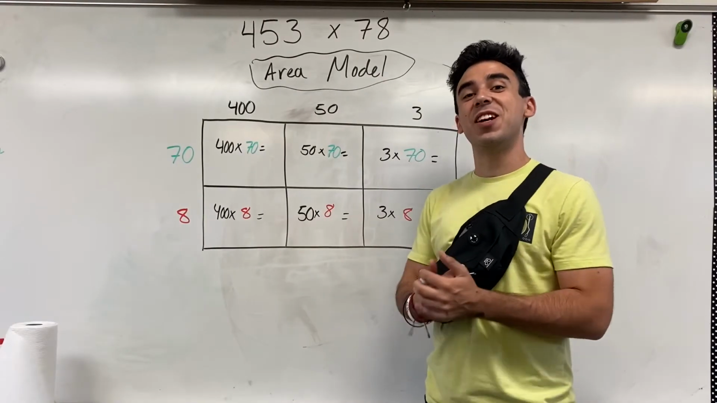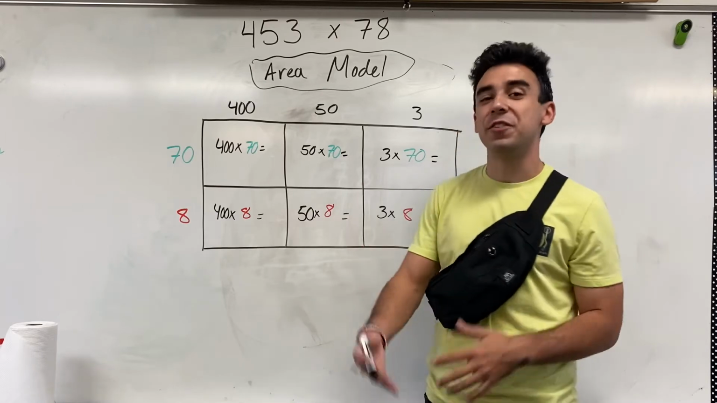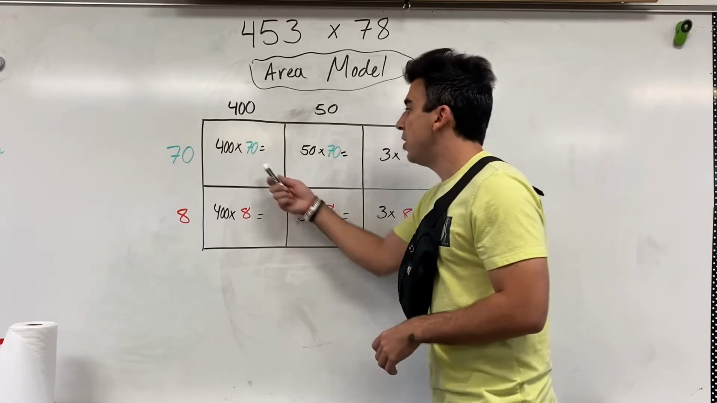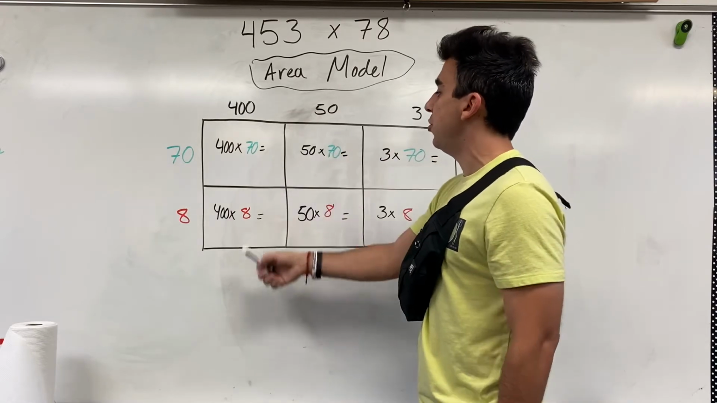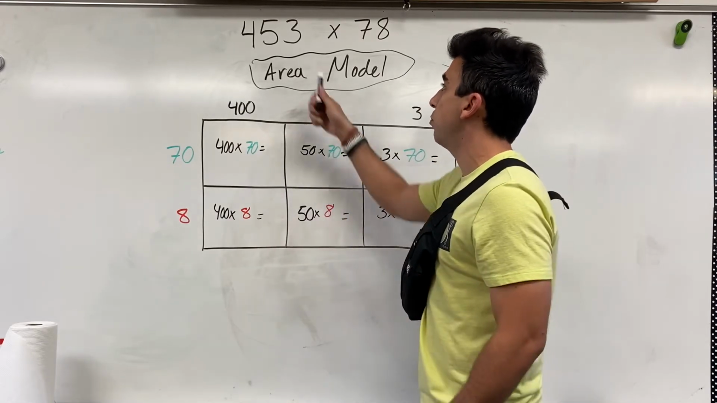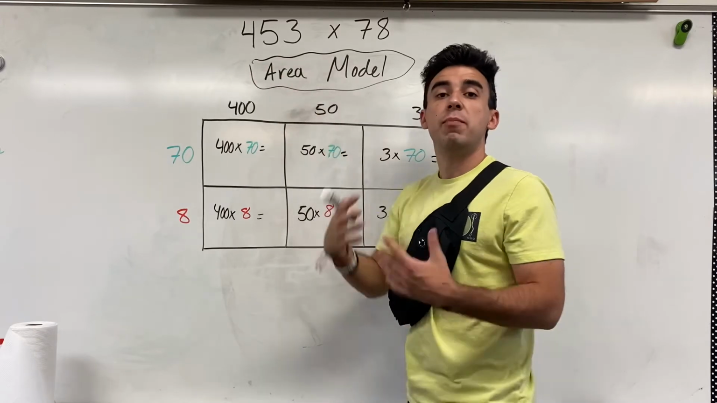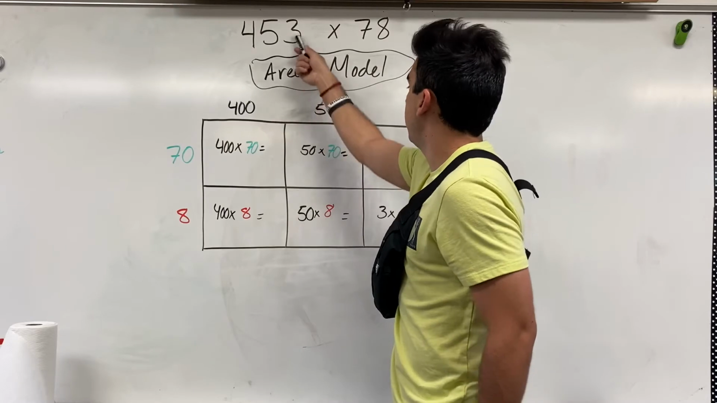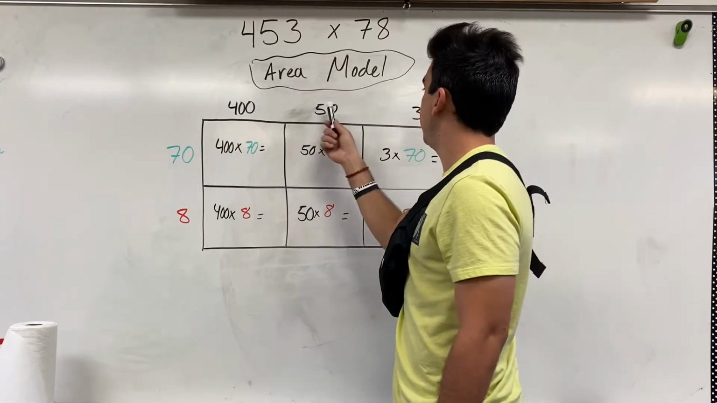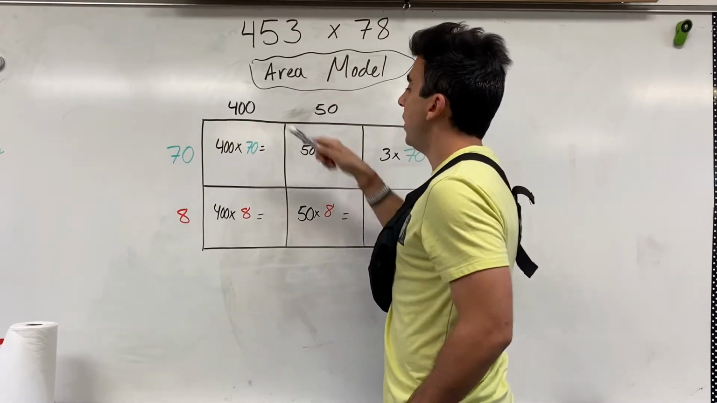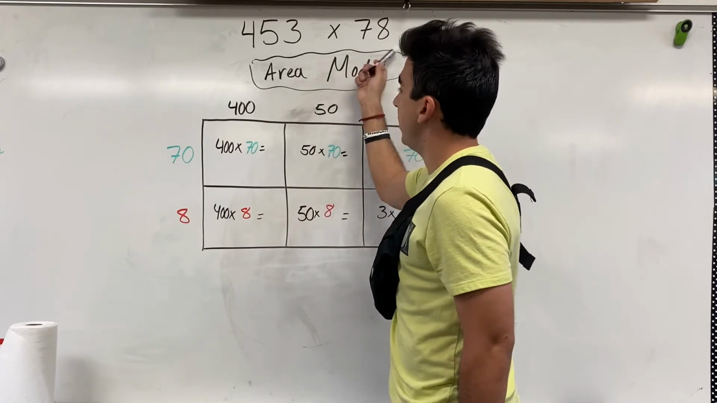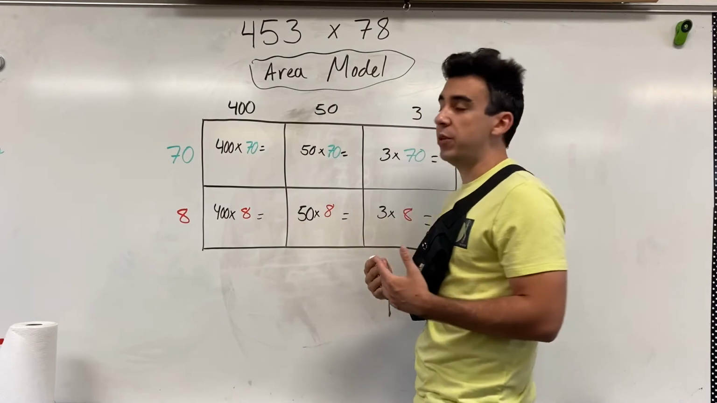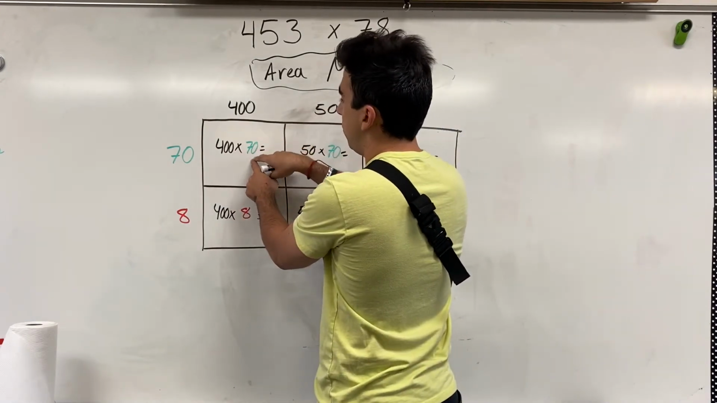Okay guys, now it's time to show our problem-solving skills in an area model. How we do this first is we're given a 3x2 table, and this is because we're going to break apart each number by its place value. So we have 453. Then going down, I have 78, so 70 and 8. Then what you're going to do is every number that meets, you're going to multiply.